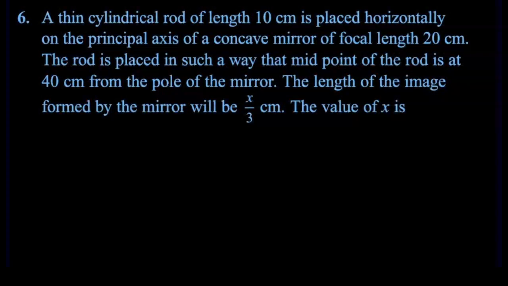Next one. A thin cylindrical rod of length 10 centimeters is placed horizontally on the principal axis of a concave mirror of focal length given. The rod is placed in such a way that the midpoint of the rod is at 40 centimeters from the pole. The length of the image formed by the mirror will be x by 3 centimeters. I think yesterday we did a similar kind of problem, isn't it? Sir, yes, sir, but I still have a few doubts.